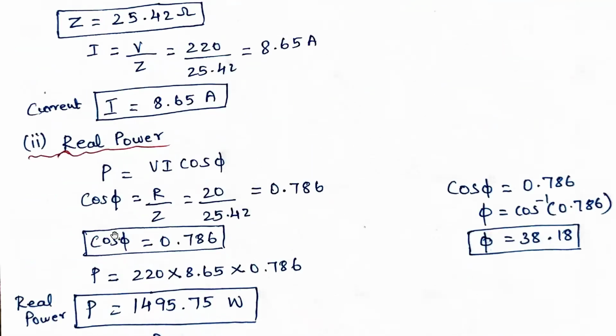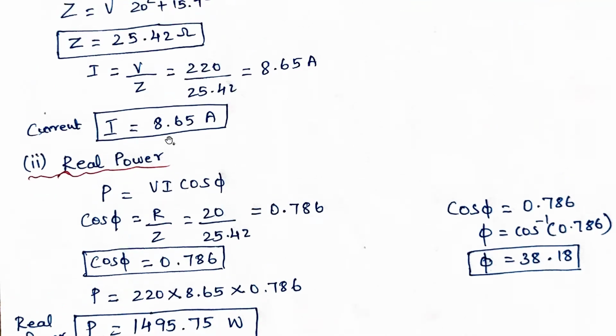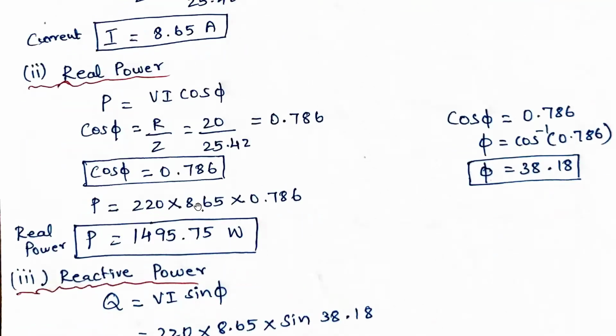Now we need to find out P. So P is equal to VI cos phi. So V is 220 into I, which we calculated as 8.65, into cos phi, which is 0.786. So if you further simplify this, we'll get the real power value as 1495.75 watts. Okay, that is the real power.